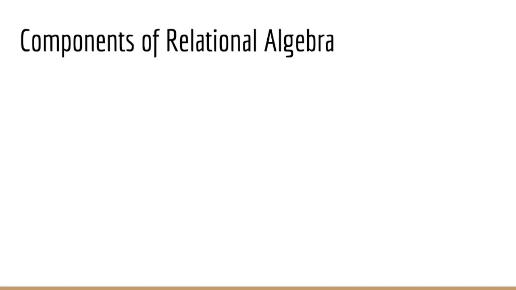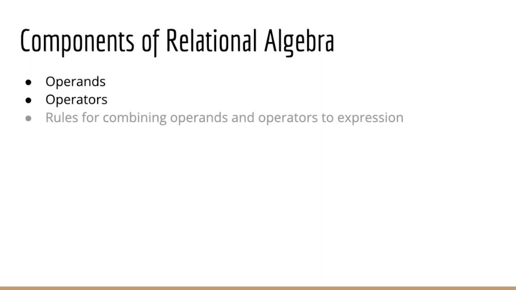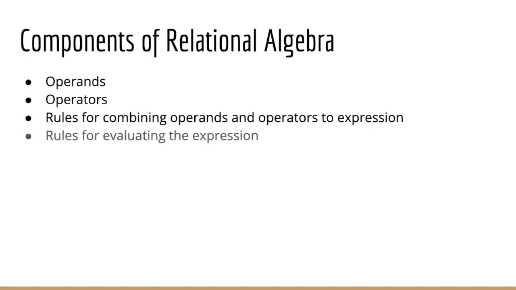The components of relational algebra include operands. In algebra, a mathematical operation consists of operands and operators. In relational algebra, the operands are the relations or the variables that represent relations. Operators map relations to relations. Then there are rules for combining operands and operators into a relational algebra expression, and rules for evaluating those expressions.